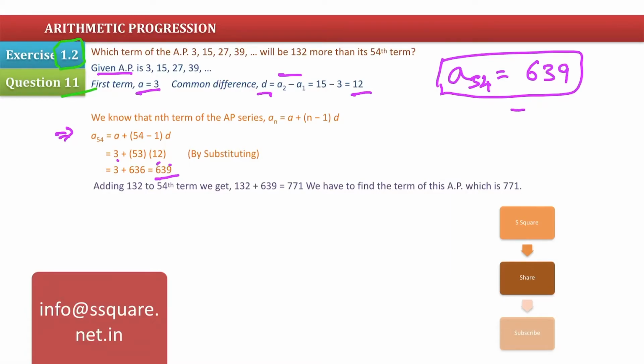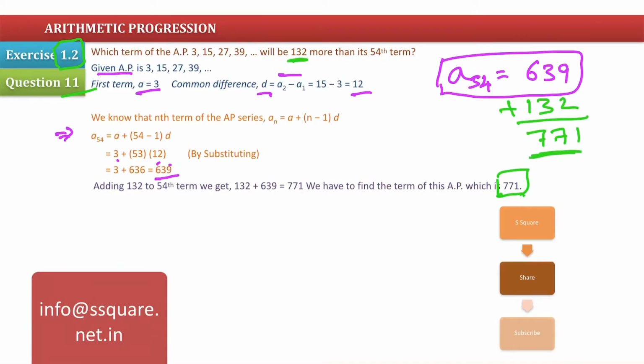They told that it is 132 more than the 54th term. So we add 132 to 639, and it becomes 771. Now we need to check which term of this AP is 771.